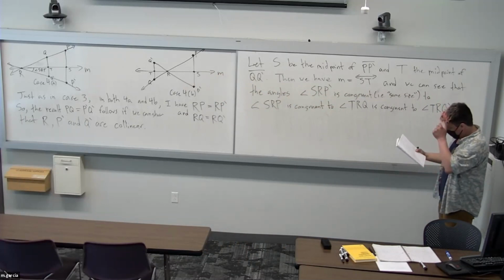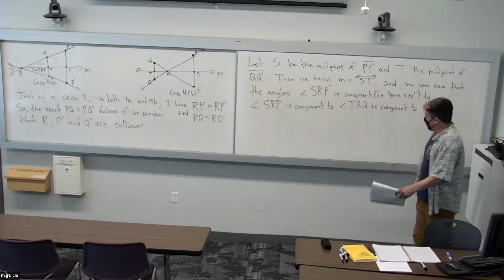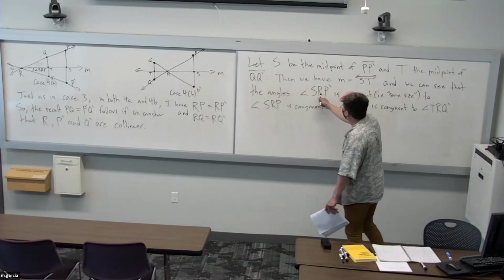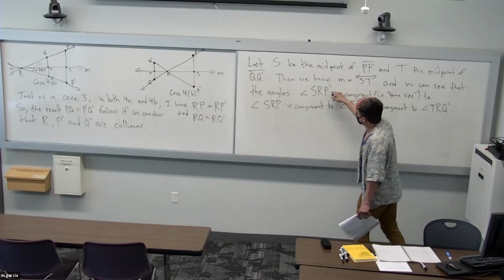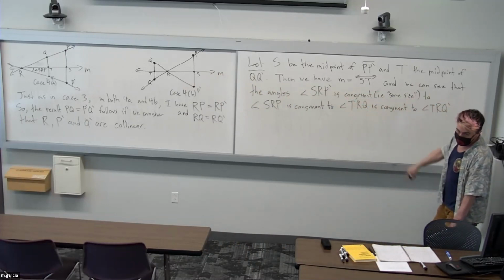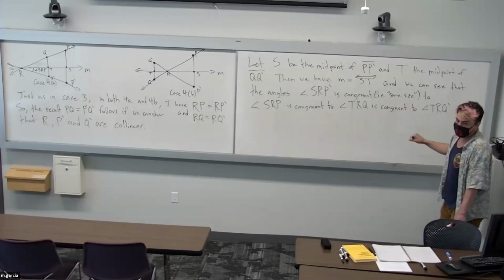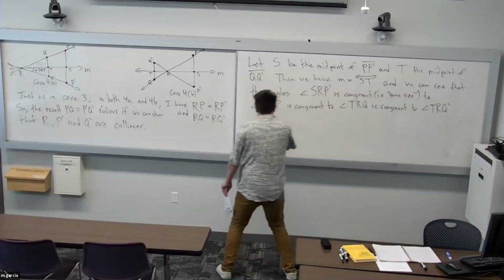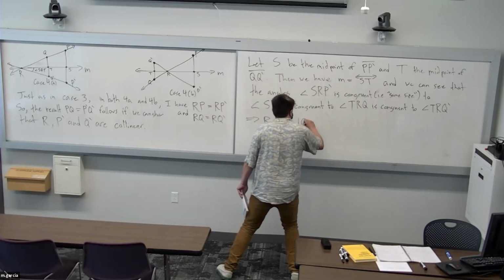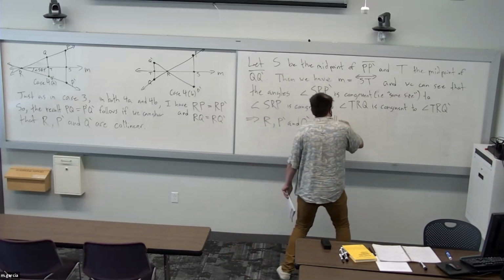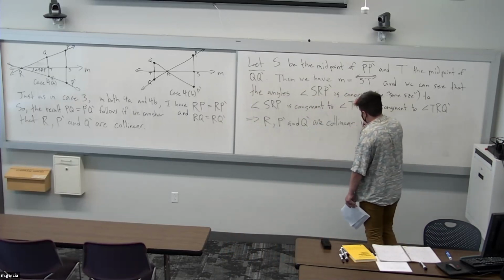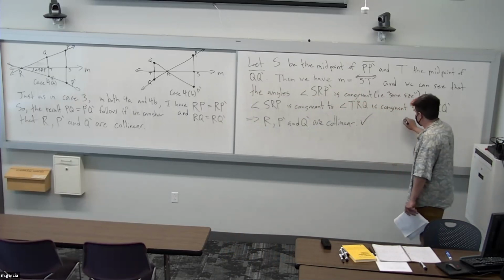Okay, so this tells us that they're all collinear, right? The fact that we have congruent angles from involving P prime all the way to Q prime means that R, P prime, and Q prime are all on the same line. R, P prime, and Q prime are collinear. Okay. So, there you have it.